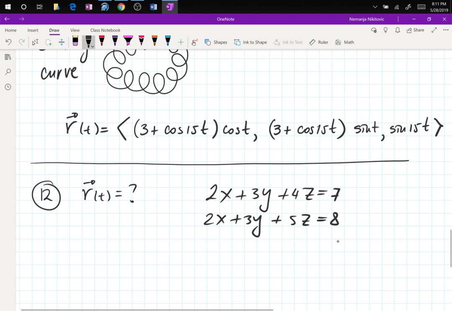So what I did is, because I noticed that you have the same coefficient for x and y, I subtracted 7 from each side of the first one. The second one I subtracted 8 from each side. And because both those equations equal 0, I set them equal to each other. And then I got the equation z equals 1, which is what I was guessing the line was.